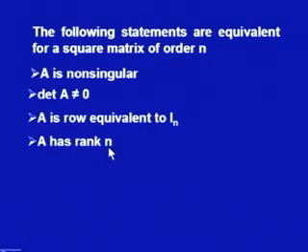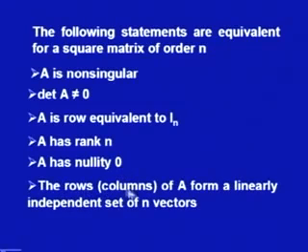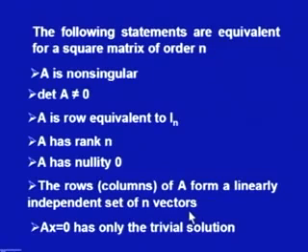A has rank n, determinant A is not 0, so rank will be n. A has nullity 0 due to the rank nullity theorem. The rows and columns of A form a linearly independent set of n vectors. This also we have proved earlier. And finally, Ax is equal to 0 has only the trivial solution. So, all these statements are equivalent related to Ax is equal to 0.